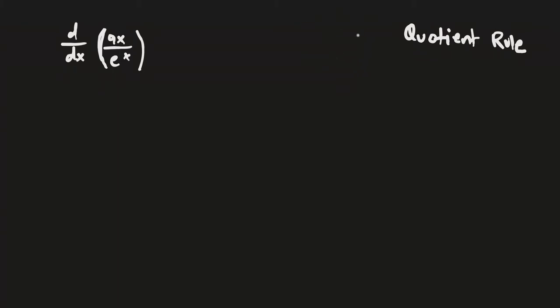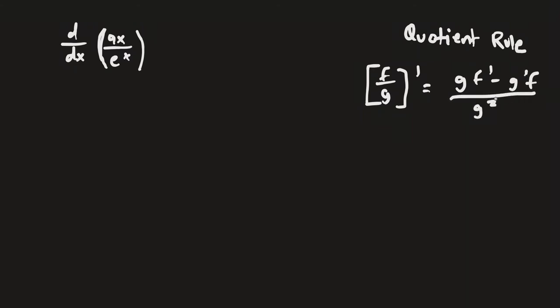So in order to know this rule, I'm going to write out the general rule. If we have a function f by g and we want to find the derivative of this, it equals g f prime minus g prime f, all over g squared. So let's try to use this rule to solve this question. f in this case is going to equal 9x and g is going to equal e to the power of x. So let's now try to solve.